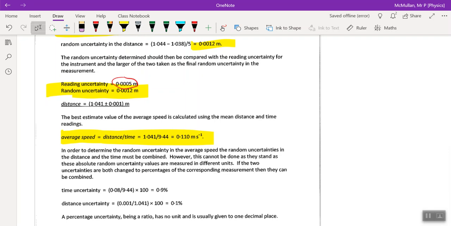Now, the best estimate of the value of the average speed is calculated using the mean distance and the mean time. So we take our average speed equals distance over time, 1.041 divided by 9.44 gives us 0.11 meters per second.